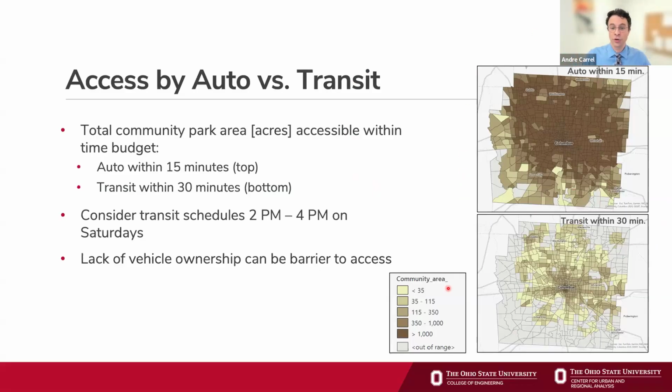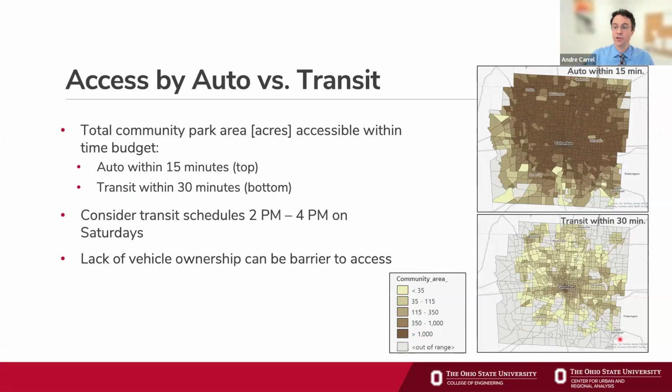These maps show the total acreage, so total park area of one type of park. This is community park. You might remember these are mid-sized parks that are distributed throughout the county. So the total acreage of park area that is accessible within a time budget from each zone by different modes. At the top, we have automobile within 15 minutes, right? So the darker shades mean more acreage available to you that you can access by automobile within 15 minutes.